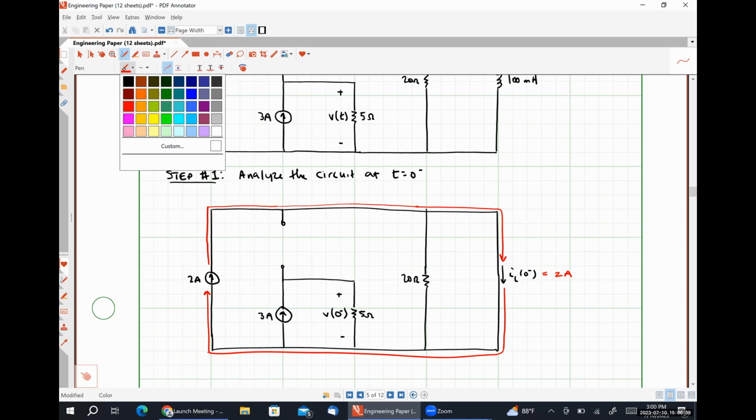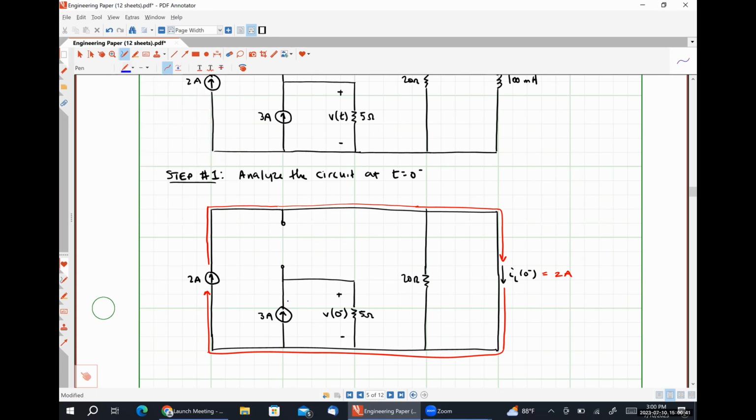Now let's look at what's going on with the 3 amp source. This current flows up. It can't continue to flow up because of the open circuit. So all of it has to flow through the 5 ohm resistor, like so. So if the current flowing through the 5 ohm resistor is 3 amps, what's V0? 15 volts. Just from Ohm's law.